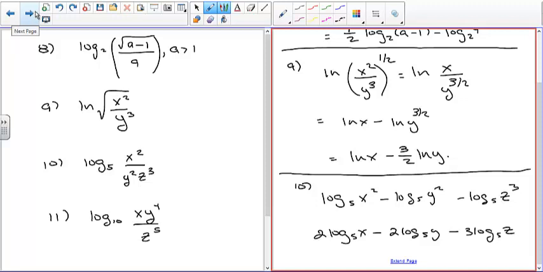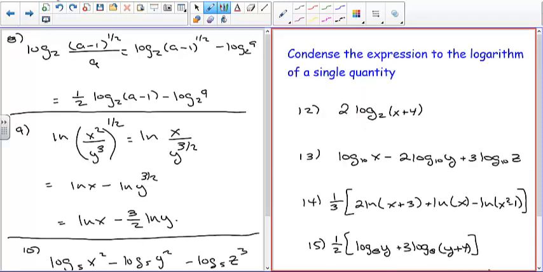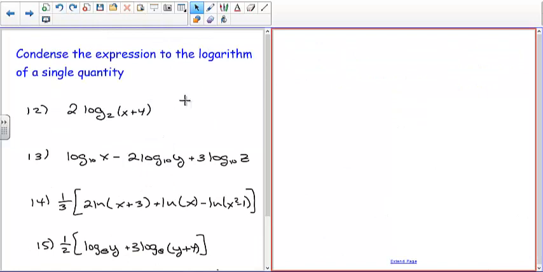Okay, so those are all examples of expanding out logarithms. Now the other way is to condense logarithms. And sometimes you can and sometimes you can't do something. So this one, there's really nothing you can do, okay? I'm not even sure why it's in there.